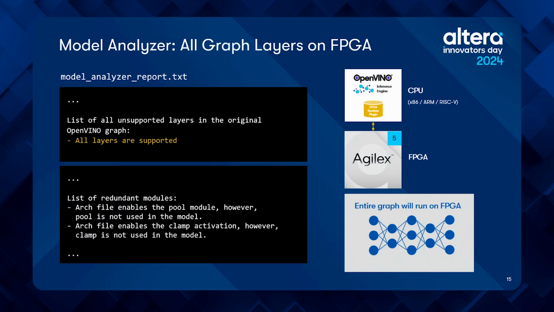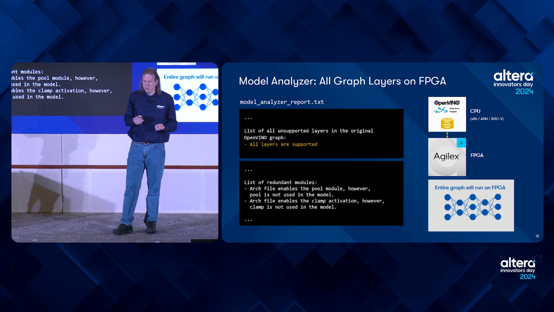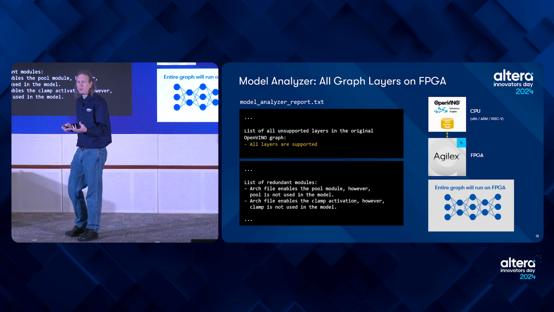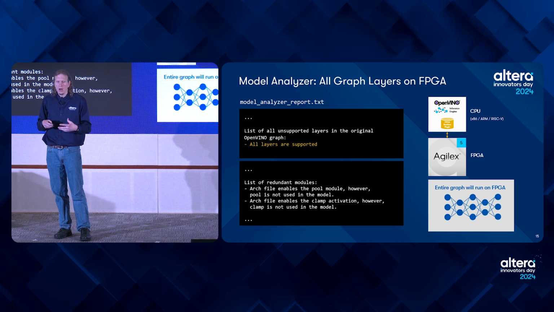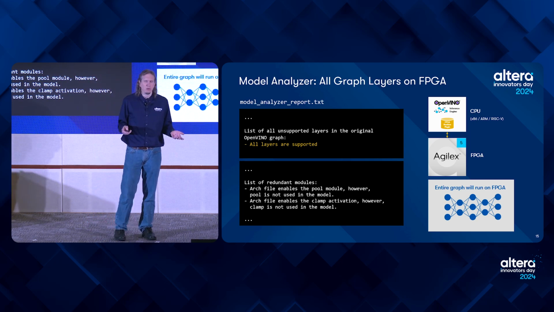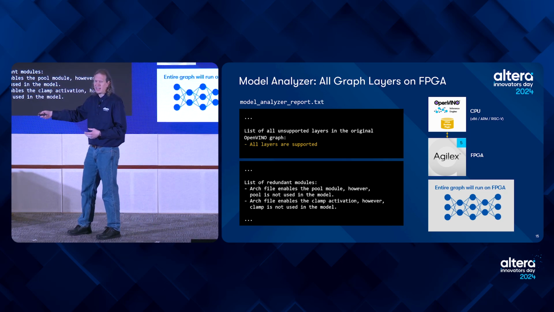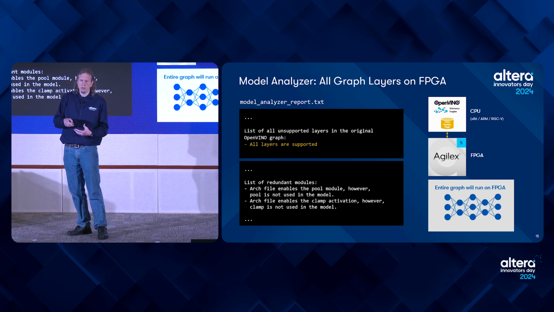Now that we've run the DLA compiler with the modified Arch file, let's take a look at the model analyzer report again. This time, we see a different message that says, all layers are supported. This is excellent. It tells us that for YOLO V8 with this particular head, the graph has been entirely mapped onto the FPGA and does not use the attached host at all. Now, for some variants of YOLO V8, such as pose analysis, we would have had to keep some post-processing layers on the attached CPU. But in this case, everything was mapped to the FPGA.